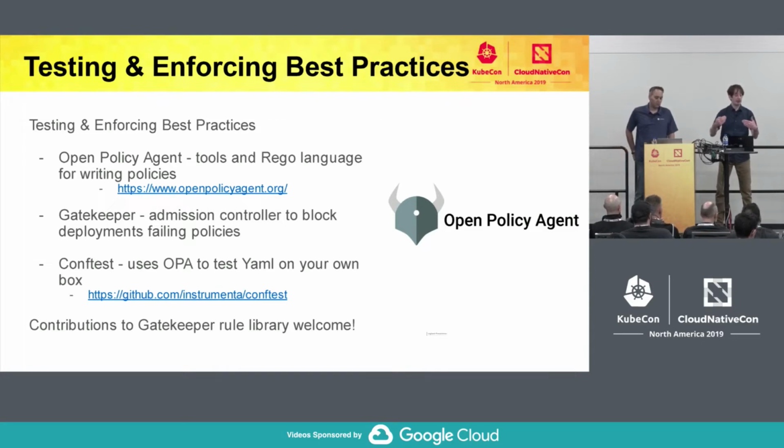If you're not ready to go into a blocking mode, there's also a tool called ConfTest, and I think there was a presentation on this at KubeCon. If not, there was definitely one at Barcelona earlier this year that you could look at. It uses the same Open Policy Agent engine, but you can run it on your developer laptop before you do a deployment.